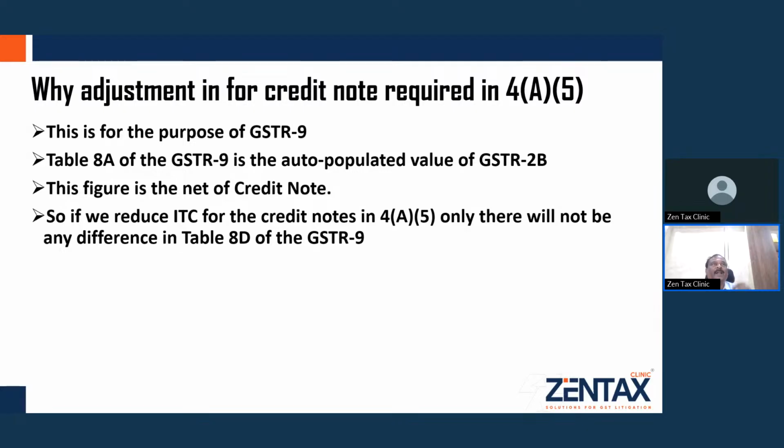It doesn't take into account your 4B1 figure. So there should be a congruence, a proper reconciliation in table 8A of GSTR 9. For this purpose, it is better you put the purchase return ITC for the credit note in all other ITC. You reduce it from 4A5 and then there will not be any difference in table 8D. So this is from the point of view of GSTR 9, for a practical purpose.